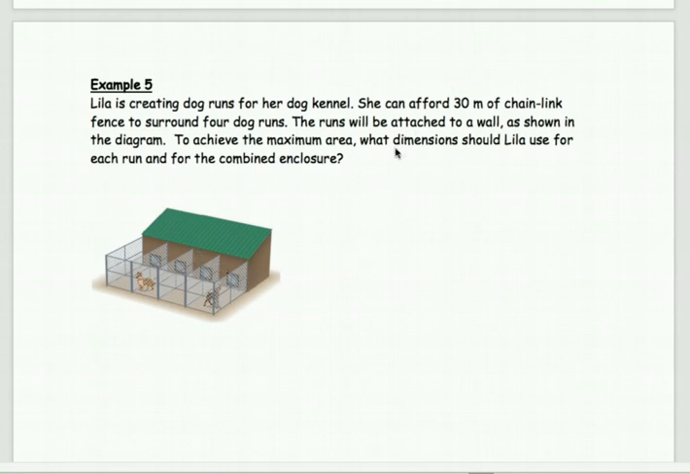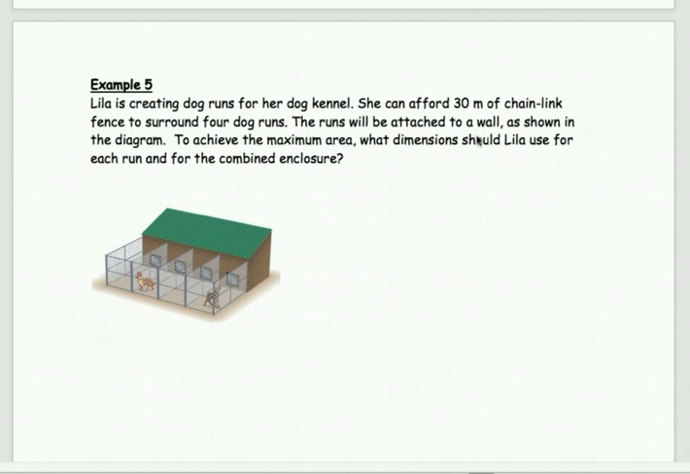Here's the scenario. She can afford 30 meters of chain link fence, okay? That's going to go into all these spots together. The runs will touch the wall, but we want the maximum area, because we want those dogs to have some space to move around in. So we have 30 meters of fencing, but we want the maximum area for all the doggies. So what dimensions does she need for each enclosure?